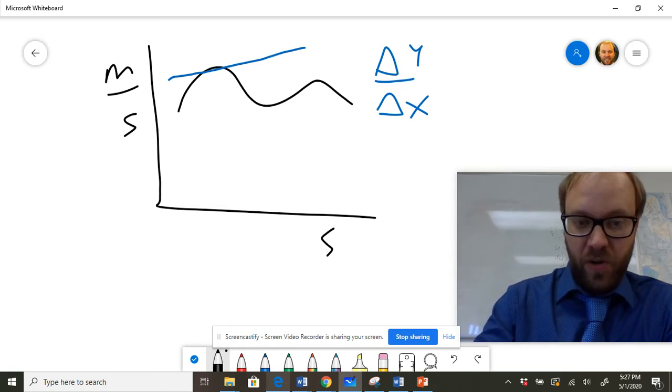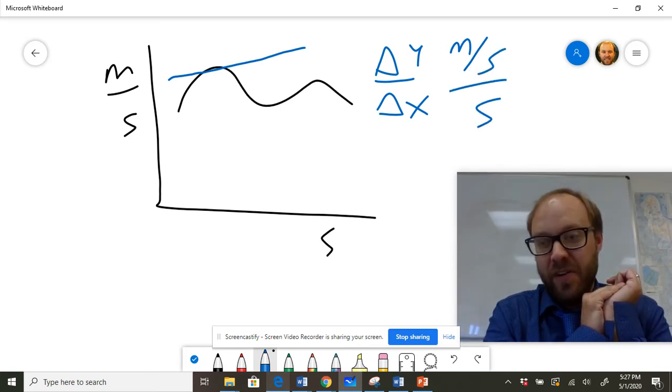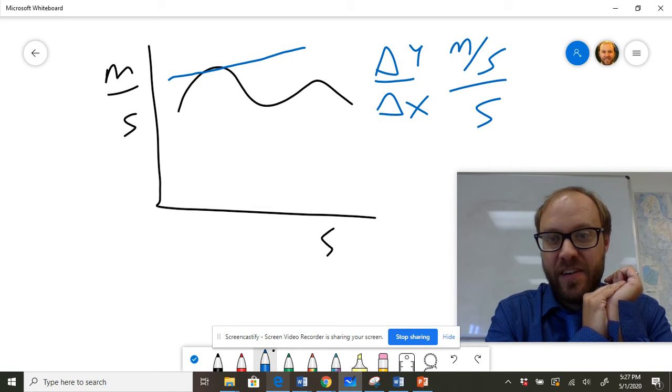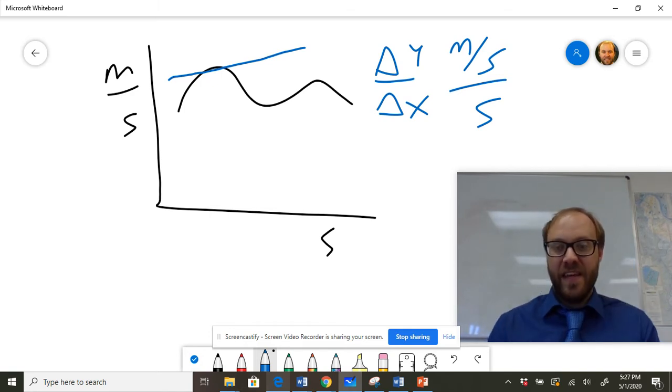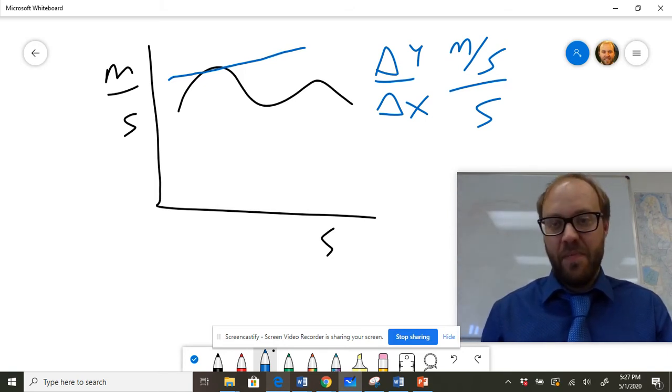That unit would be a number of meters per second, your y coordinate, divided by seconds. And so, for example, let's say that the velocity increases by 5 meters per second over the course of a second. We could say that the acceleration is 5 meters per second per second. In other words, every second that goes by, it increases by another 5 meters per second. The velocity increases by that amount.